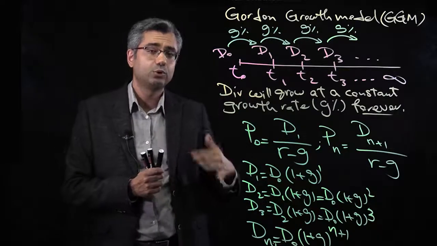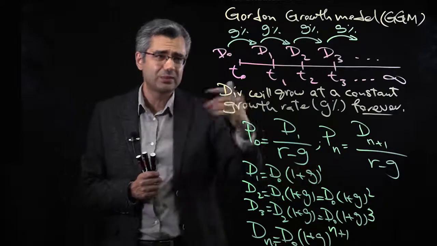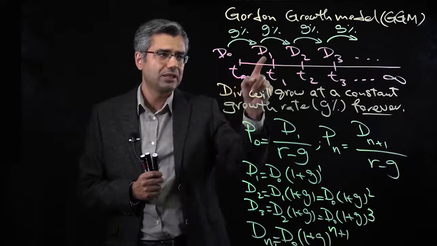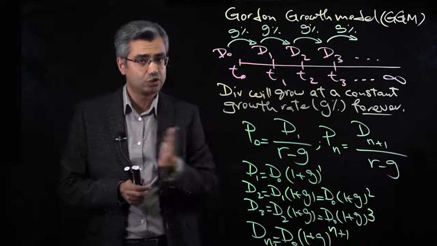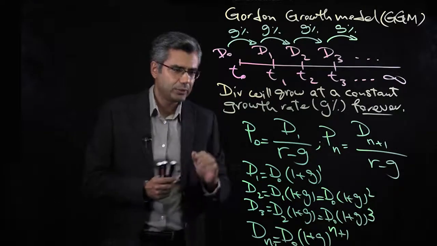Sometimes we tell you the next dividend. If it's the next dividend and you want to compute the price today, it's already given as D1. So D1 means the next dividend. D0 means the just-paid dividend. Now, let me give you an example.